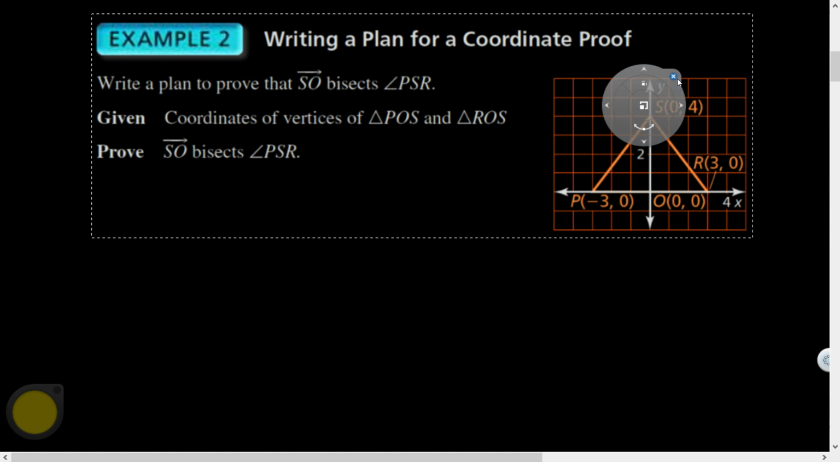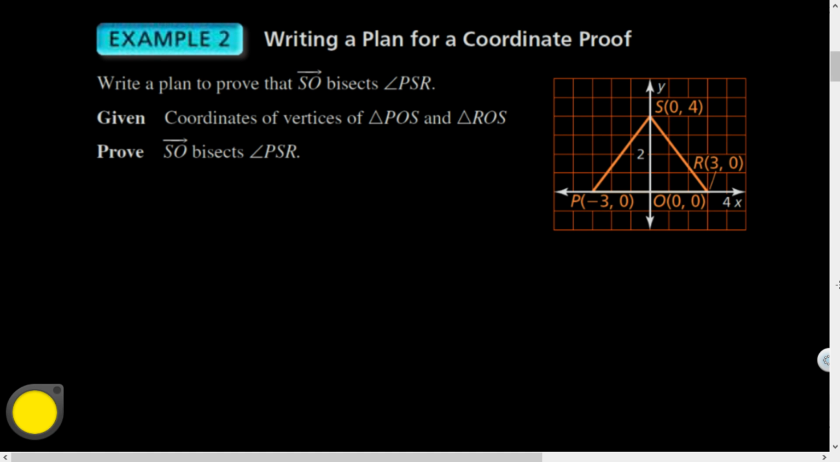So guys, for this problem, this is not representative of all possible triangles. This is a very particular triangle because these points have actual numerical coordinates instead of variable coordinates. It says, write a plan to prove that SO bisects angle PSR. So I want to show that these two angles are congruent to one another.